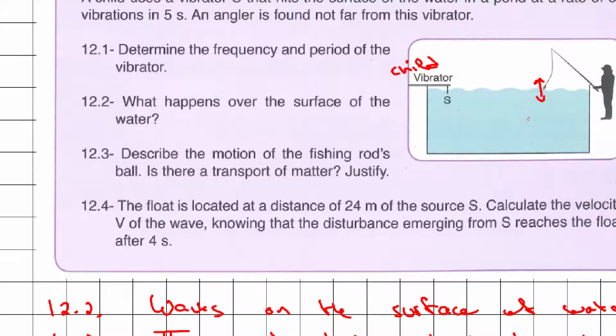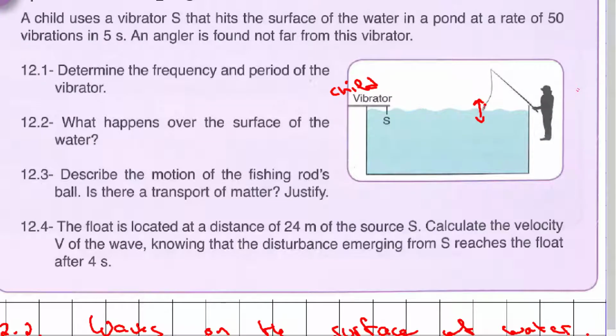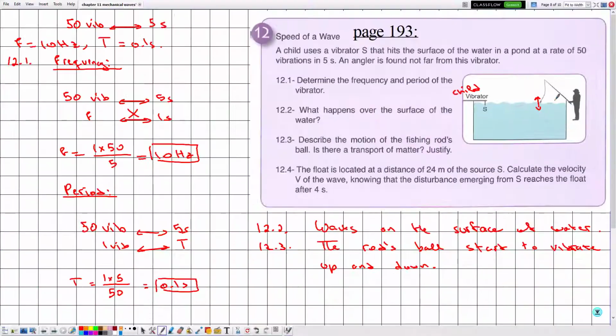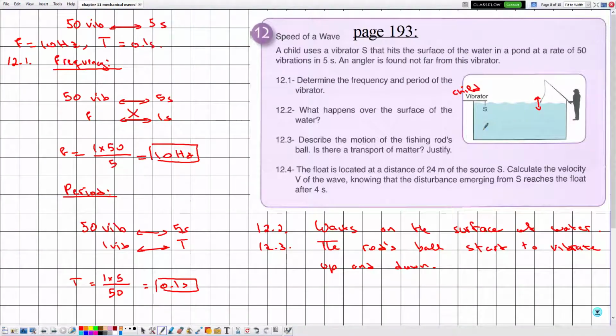Now as for this question, we can eliminate it, but let me answer it. They are asking us, is there a transport of matter justified? Actually, the rod's ball will not move left or right, so it will remain in its place, but it will vibrate only up and down. So this is the answer for this question. There is no transportation of matter, there is transportation of energy. The rod's ball will not move left or right. It will just vibrate up and down. So let's eliminate this question.